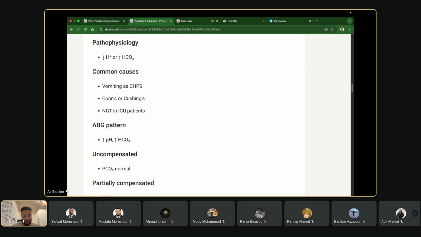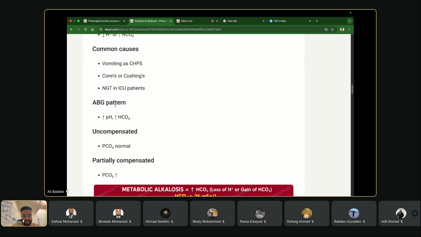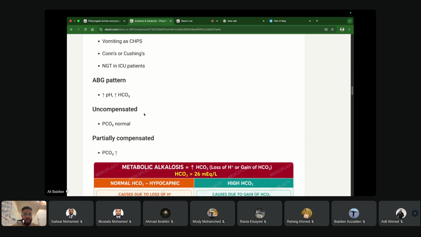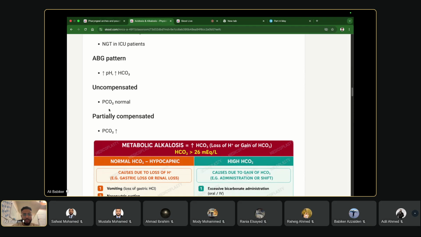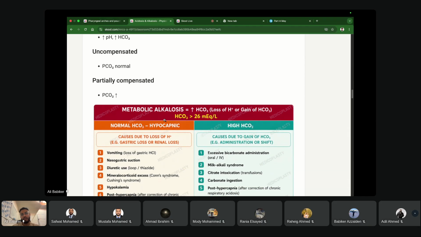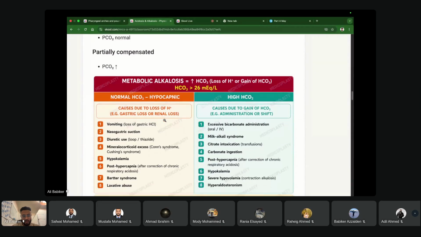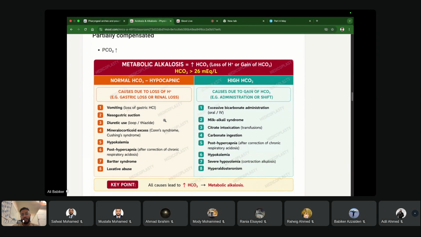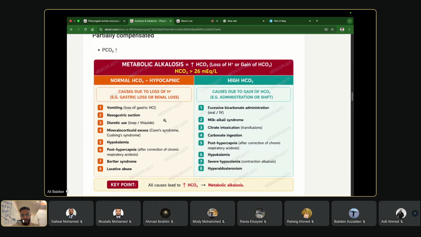Vomiting, NG tube. On the ABG, I already showed you the pH will be high and the HCO₃ will be high. Uncompensated, the PaCO₂ is normal; partially compensated, the PaCO₂ will be high. Okay? All right. Metabolic alkalosis: HCO₃ will be high.